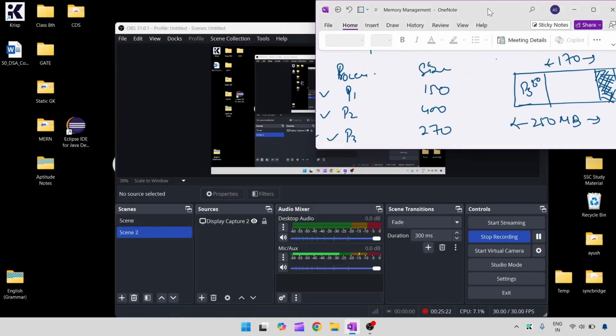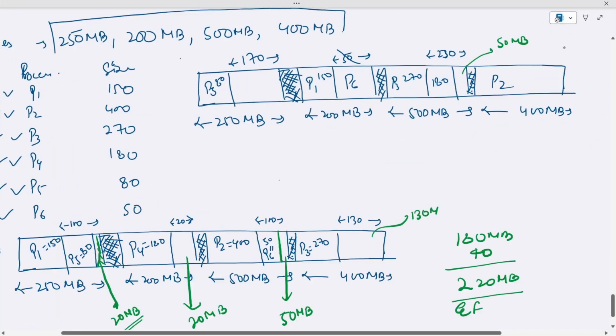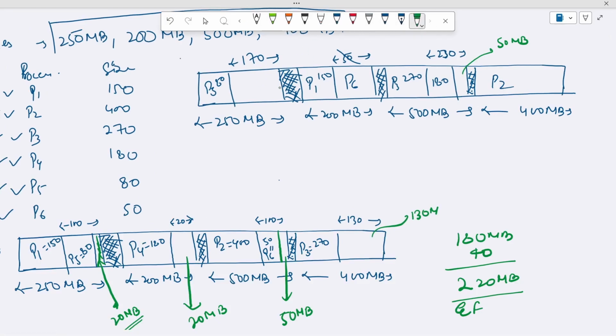Now let's calculate the external fragmentation. In this case, 150 MB of space, in this case 170, and addition of 50 MB. So here the external fragmentation is 220 MB. Okay, so we solved it by best fit. Now it's time to solve it by worst fit.